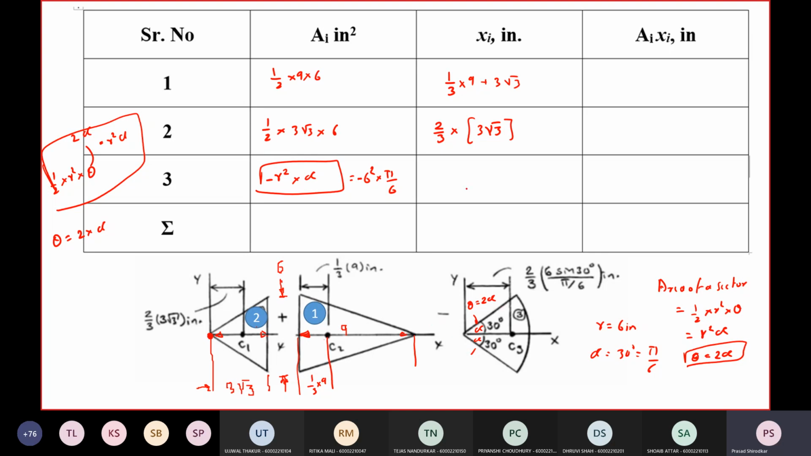Now the centroid will be 2r sine alpha divided by 3 times alpha. So that is equal to 2 into r, which is 6, into sine of alpha, 30 degrees, divided by 3 times alpha, that is pi by 6. Alright, so calculate and tell me the values.